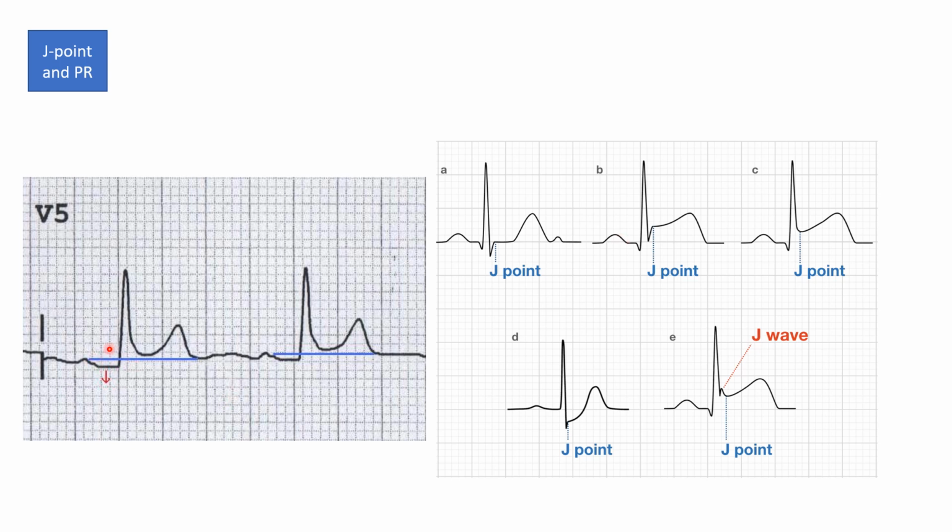And here we see, if the PR segment is lower than usual, such as in pericarditis, then it looks like there's an ST elevation, but there isn't, right? If you measure all the way down here, there would be a significant ST elevation, but there isn't, because this is just the PR segment that's lowered.